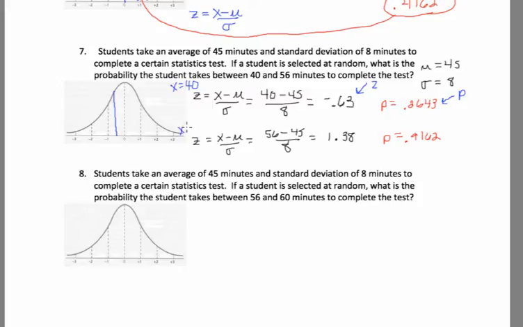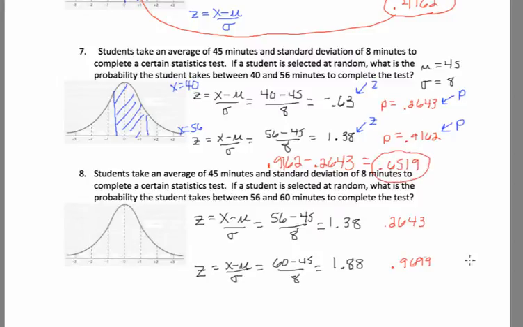Same thing, your data value here is 56. You use your formula to figure out the z-score that goes with it, 1.38. And the probability that you're to the left of that z-score is 0.9162, so that's to the left of it. We want between it, so we will end up taking 0.9162 and subtracting 0.2643. Your answer will be 0.6519.